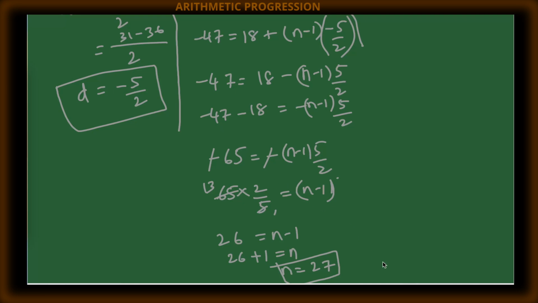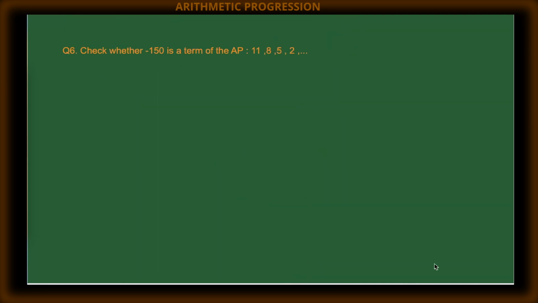Okay, students, let's move to the next question. Check whether minus 150 is a term of the arithmetic progression 11, 8, 5, 2. Okay, does it belong to this? And which term is it? So it is saying an is equal to minus 150. So does it belong to any of these numbers? So here we need to see n.